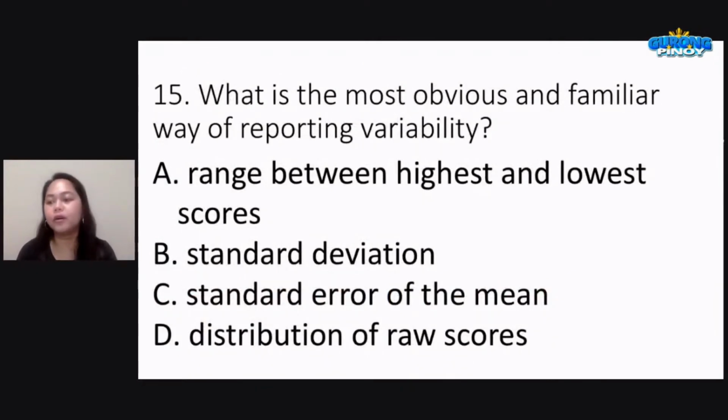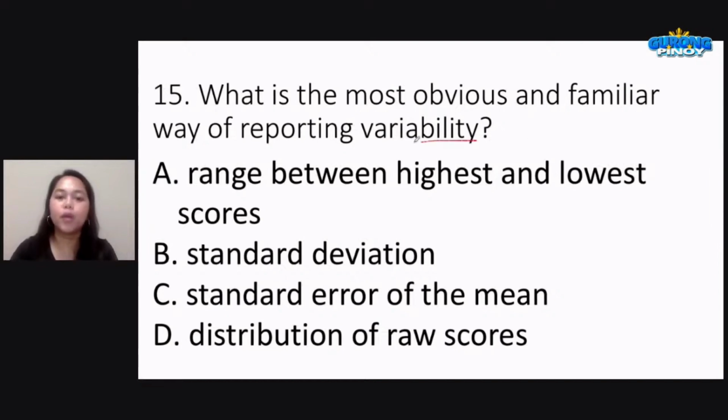What is the most obvious and familiar way of reporting variability? Is it letter A, range between highest and lowest scores? Letter B, standard deviation? Letter C, standard error of the mean? Or letter D, distribution of raw scores? Okay. So sabi dito, sa number 15, the last question that we have here, what is the most obvious and familiar way of reporting variability?